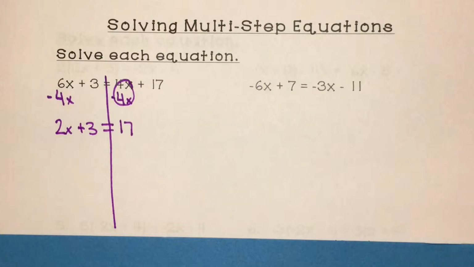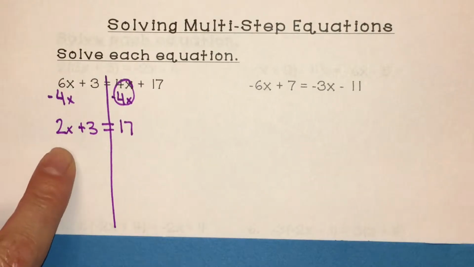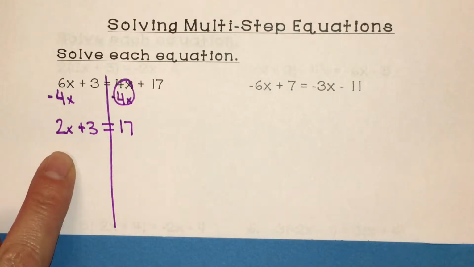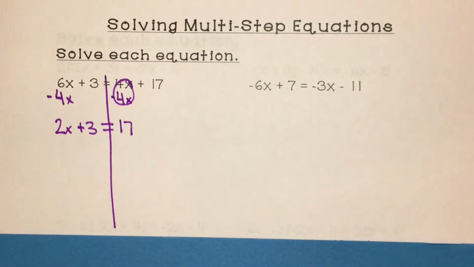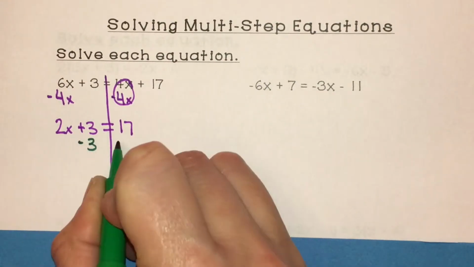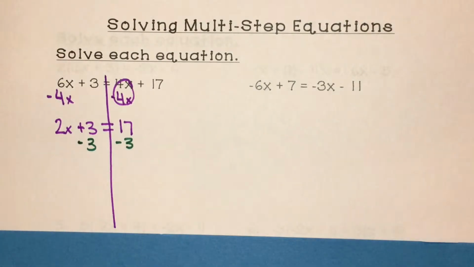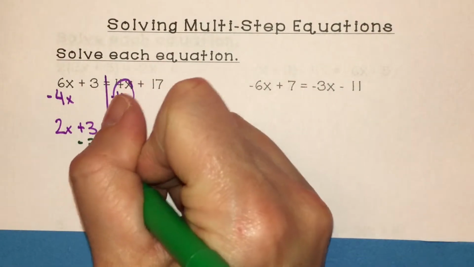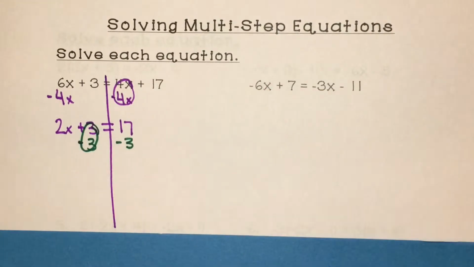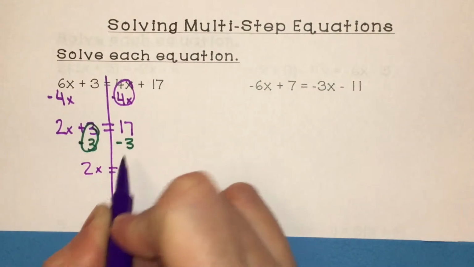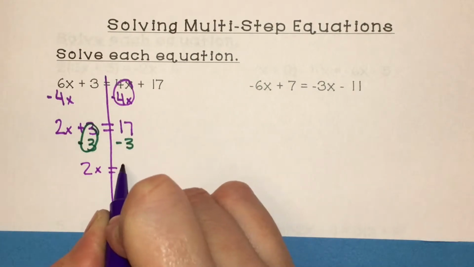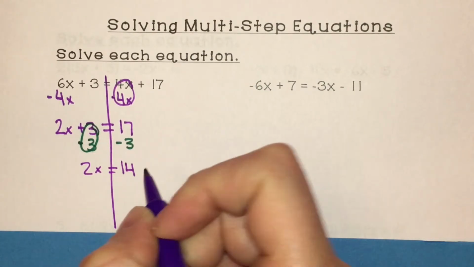Okay, so now I still want my x all by itself. It's being multiplied by 2 and 3 is being added on. That plus 3 is all by itself, so that's what I'm going to get rid of first. Opposite of adding 3 is subtracting 3, and anything I do to one side I must do to the other. So positive 3 minus 3 is 0. I'm left with 2x is equal to 17 minus 3 leaves me with 14.